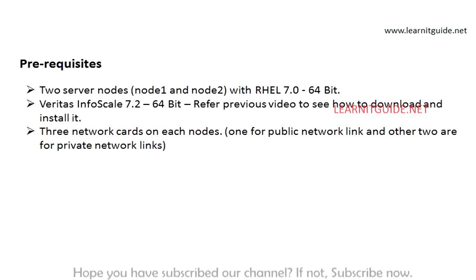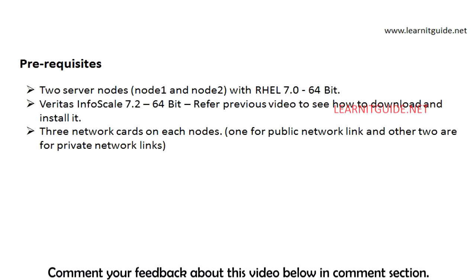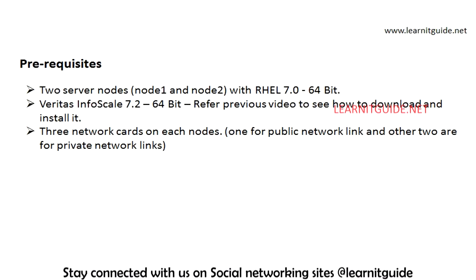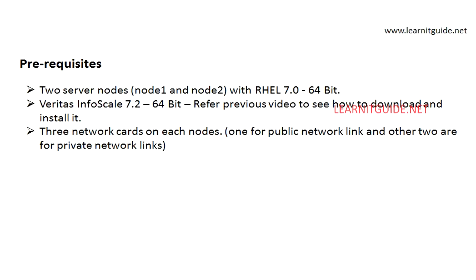Prerequisite is two server nodes with RHEL and installed Veritas Infoscale 7.2. Refer previous video to see how to download and install it. Also, I have enabled 3 network cards on each node and configured the IP as well.